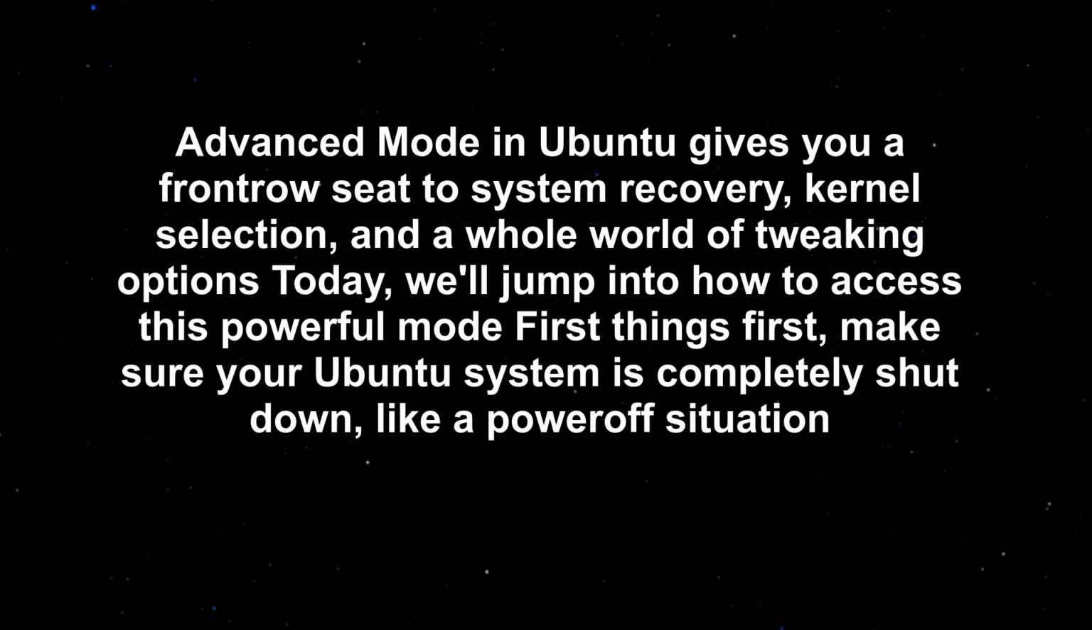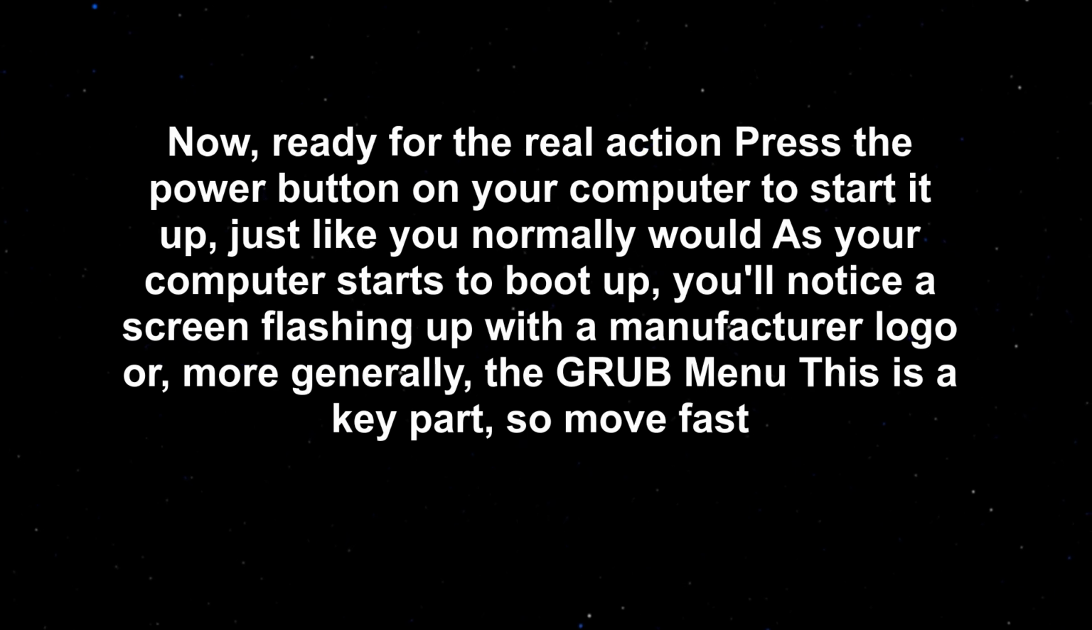First things first, make sure your Ubuntu system is completely shut down, like a power-off situation. Now, ready for the real action, press the power button on your computer to start it up, just like you normally would. As your computer starts to boot up, you'll notice a screen flashing up with a manufacturer logo, or, more generally, the GRUB menu. This is a key part, so move fast.